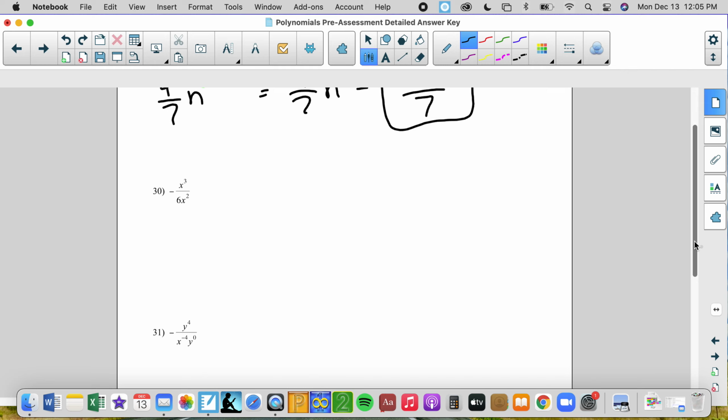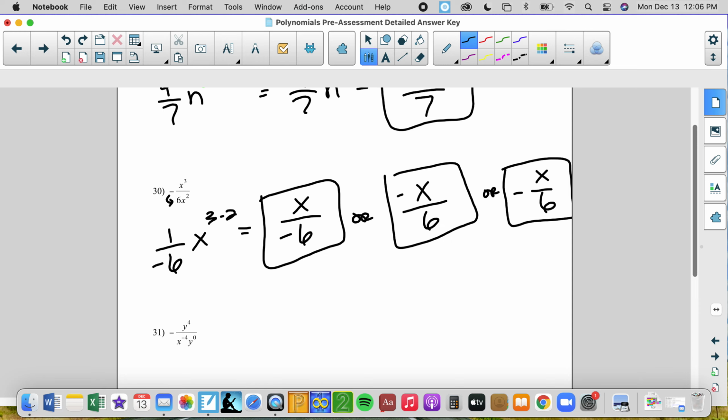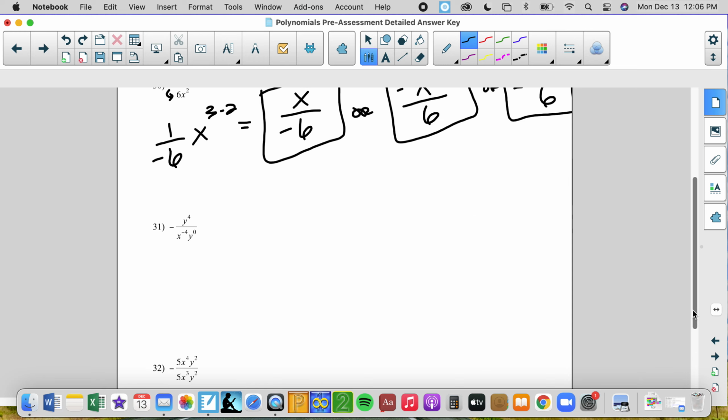This negative, so we can pull that negative down, and we can write 1 over negative 6 as our constant, and then x to the 3 minus 2. That negative can go anywhere, but I'm just going to put it down there to keep it nice and cozy. X to the 3 minus 2 is x over negative 6, and that's the correct answer. You could have written negative x over 6. That negative could be in the denominator or the numerator, and the other option is negative x over 6. Any of those, don't give me all three of them, just give me one.